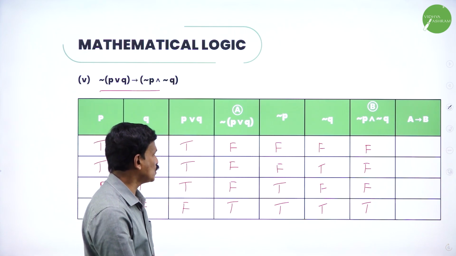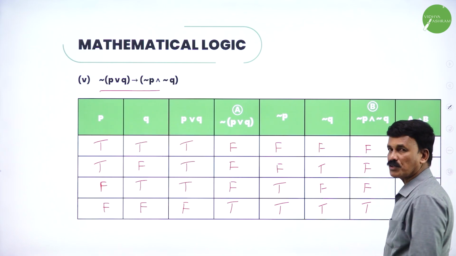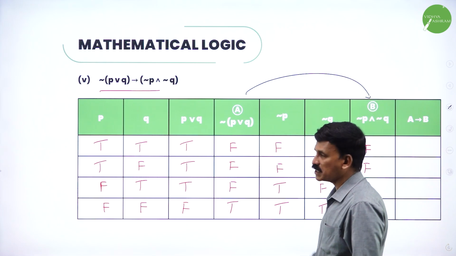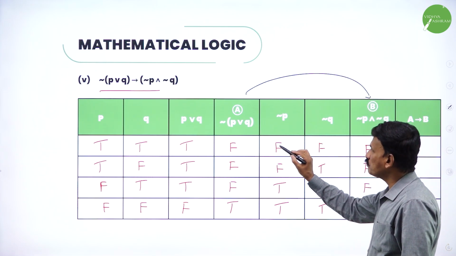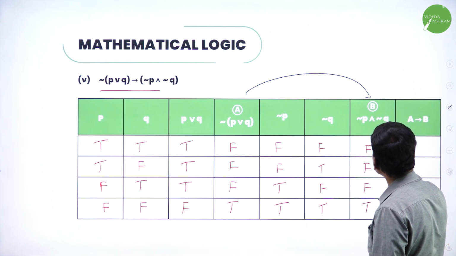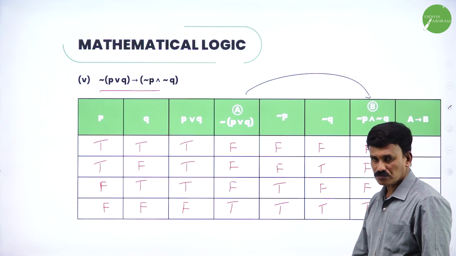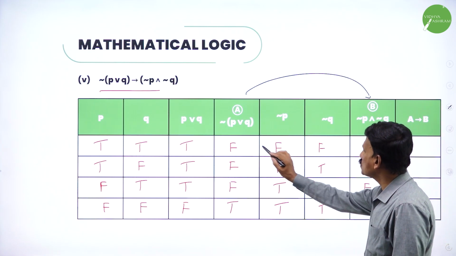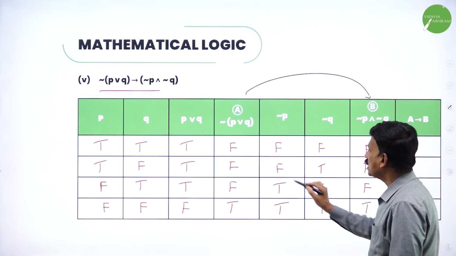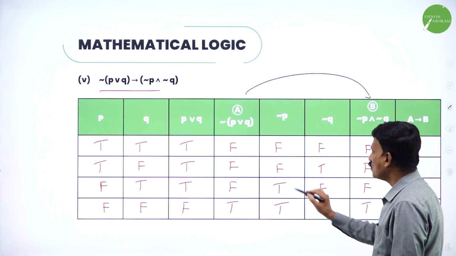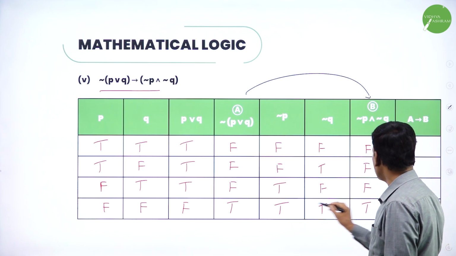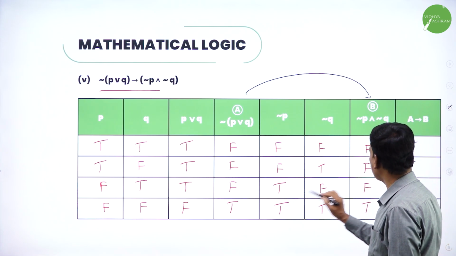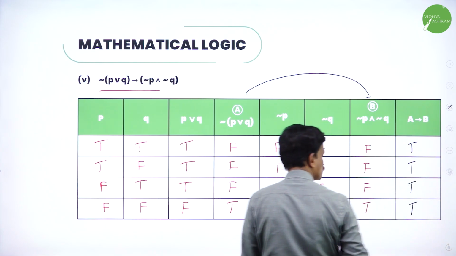Now, finally, write down the conditional statement for A and B, for these two. So, negation of P disjunction Q conditional to negation P conjunction negation Q. What is the conditional statement? True and false is false. In all other cases, it is true. So, false and false is true. Again, false and false is also true. False and false is also true. True and true is also true. So, F and F is T. F and F is T. F and F is T. T and T is also equal to T.